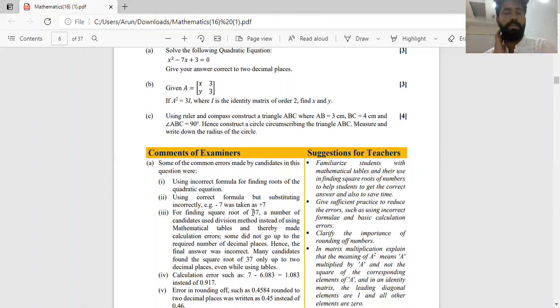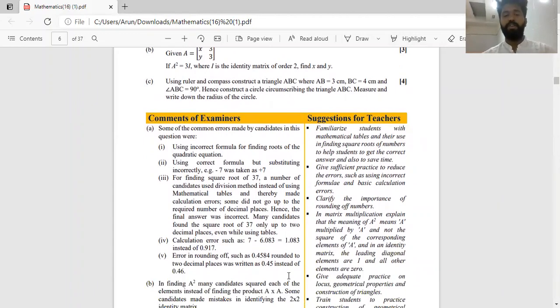You have to use those log tables to calculate the root values. Then there were calculation errors: 7 minus 6.083 was written as 1.083. So these calculation errors were also made by a few students, and we have to guard against them as well. And then errors in rounding off: 0.4584 correct to two decimal places was written as 0.45, whereas it has to be 0.46. So these are certain issues that students made, the corrections that you need to keep in mind when you will be solving sums from this chapter.